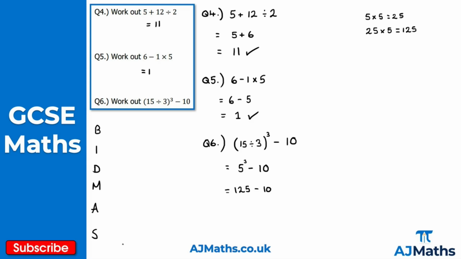And again, just keep working our way down BIDMAS here. So we were up to indices then. We have no division. We don't have any multiplication. We don't have any addition, but we do have subtraction here. 125 minus 10, that would simply give us 115 there. Okay. So the solution then to the very last question, question 6, is 115.